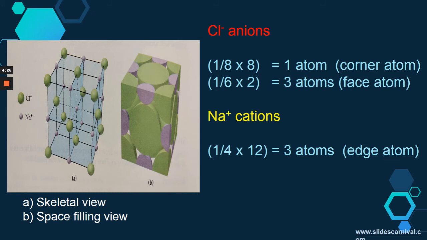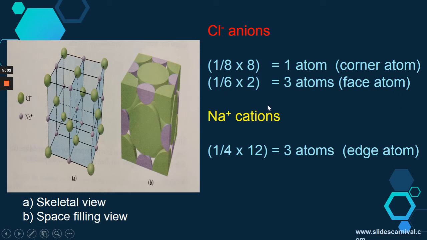And for the face atoms, we also have chloride anions at the face atoms. We have 6 faces for the cubic unit cell, and each face atom is shared by 2 cells, right? So we have 1/2 times 6. So we have 3 atoms for the face atoms.